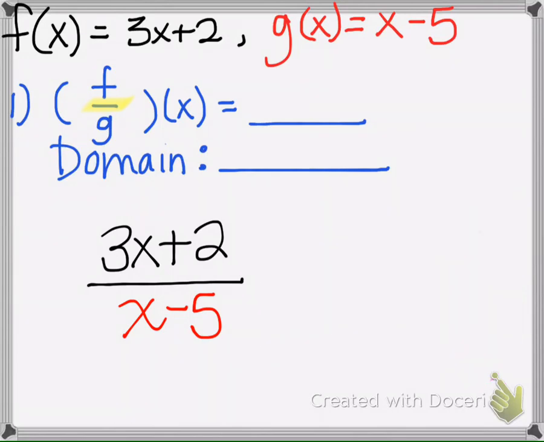In the problem we're given, we cannot factor the numerator, we cannot factor the denominator, so nothing's going to divide out. We cannot divide this x with this x because it has the plus 2 here and it has the minus 5 here.